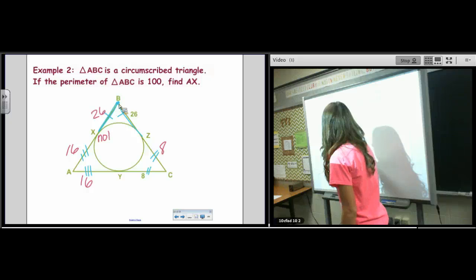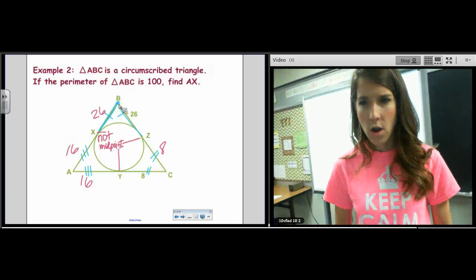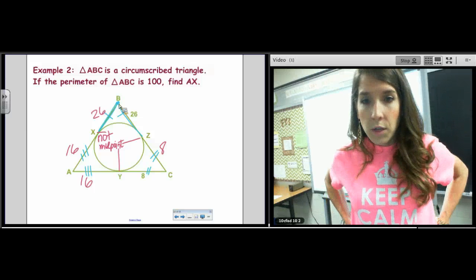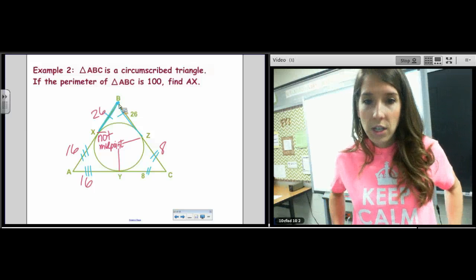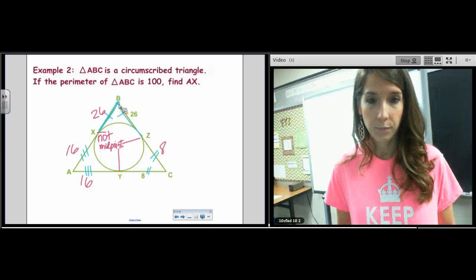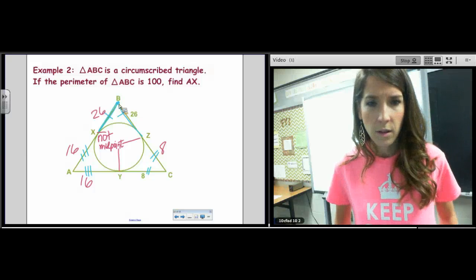X is not a midpoint. X, Y, and Z are not midpoints. They're not midpoints. So you have to use the theorem that says the tangent lines coming from the same point are congruent. And 8.